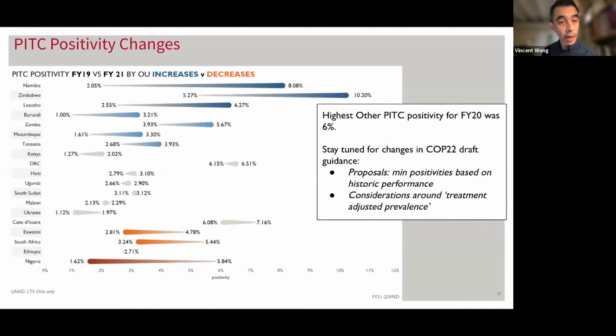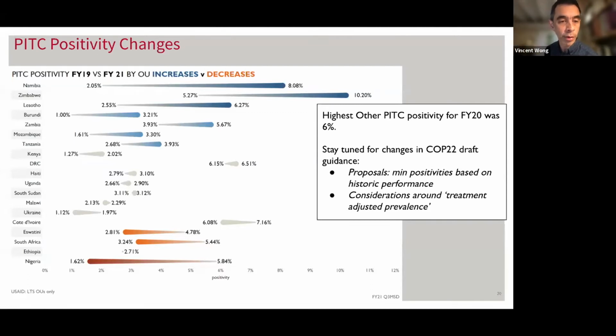Thinking about positivity, the highest that we've seen in PITC, there's a lot of focus on this, was 6%. Here's our shifts. We've really improved year to year. The blues are improvements in PITC positivity. A lot of this has been done with risk screening. There are risks and benefits to that. We'll talk about those in the next slide.